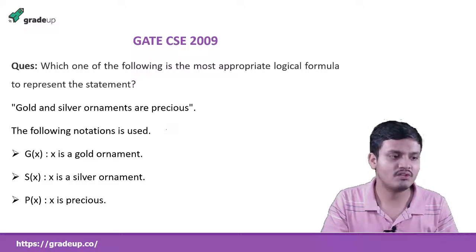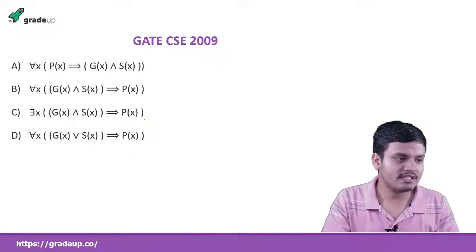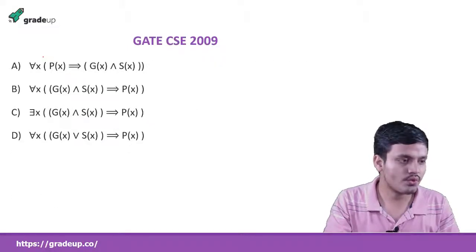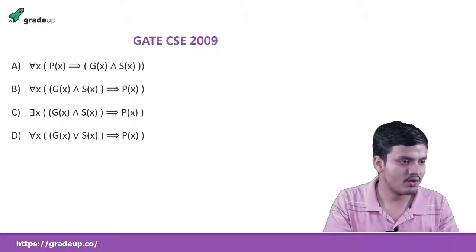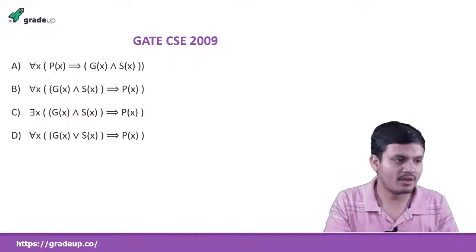All gold and silver ornaments are precious. So we will see this example. So what is this saying? For all x, where x is any metal. For all x, P(x) implies, if it is precious, then it is either gold or silver. That is not the correct one.